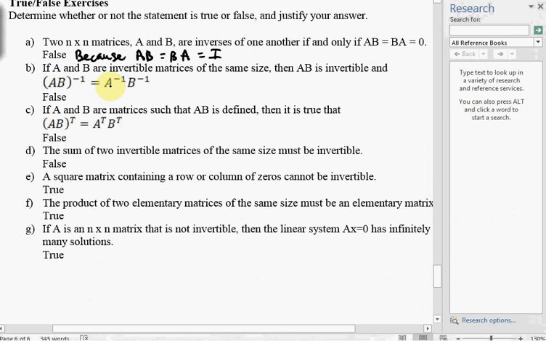If A and B are invertible matrices of the same size, then AB is invertible, and the inverse of A times B is equal to A inverse times B inverse. Why is that false? That looks okay to me.